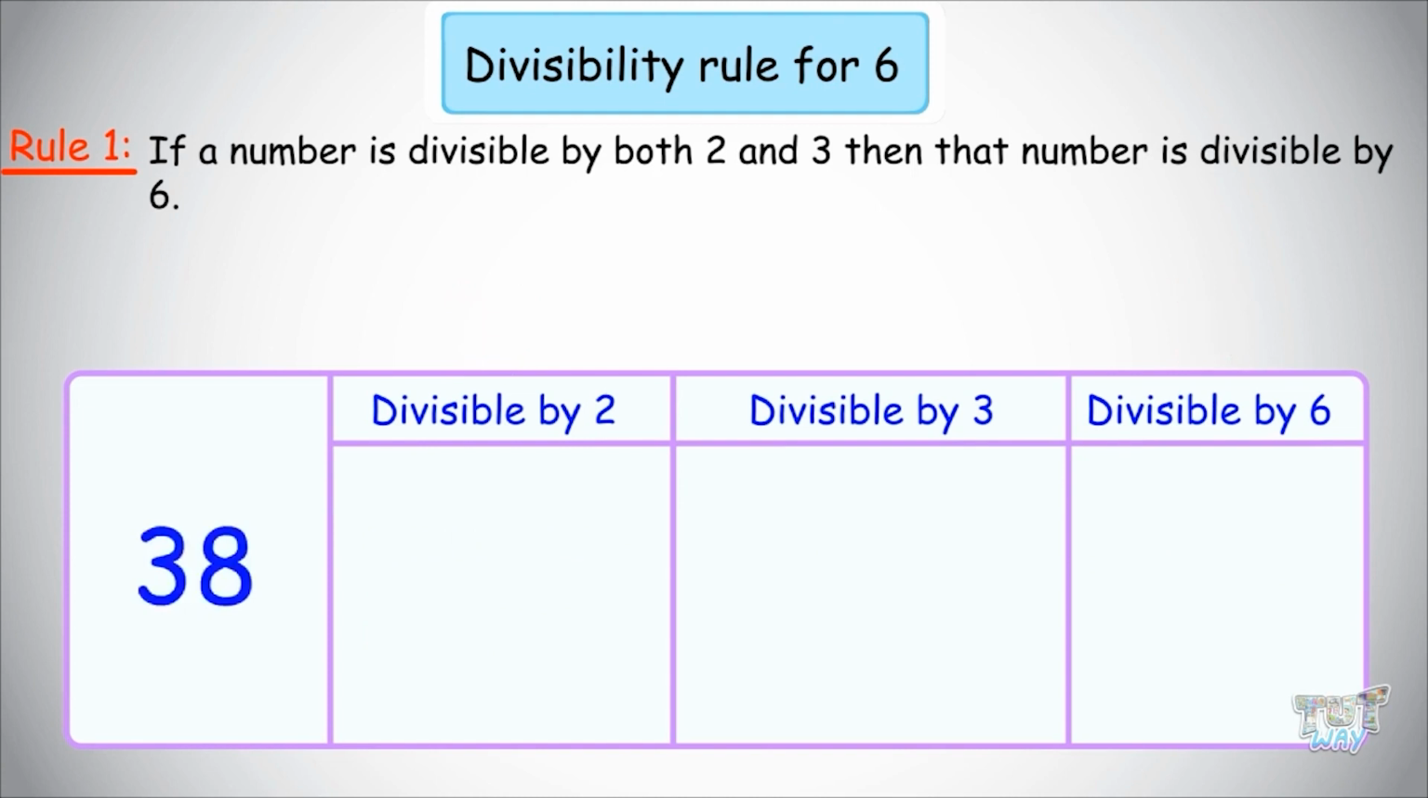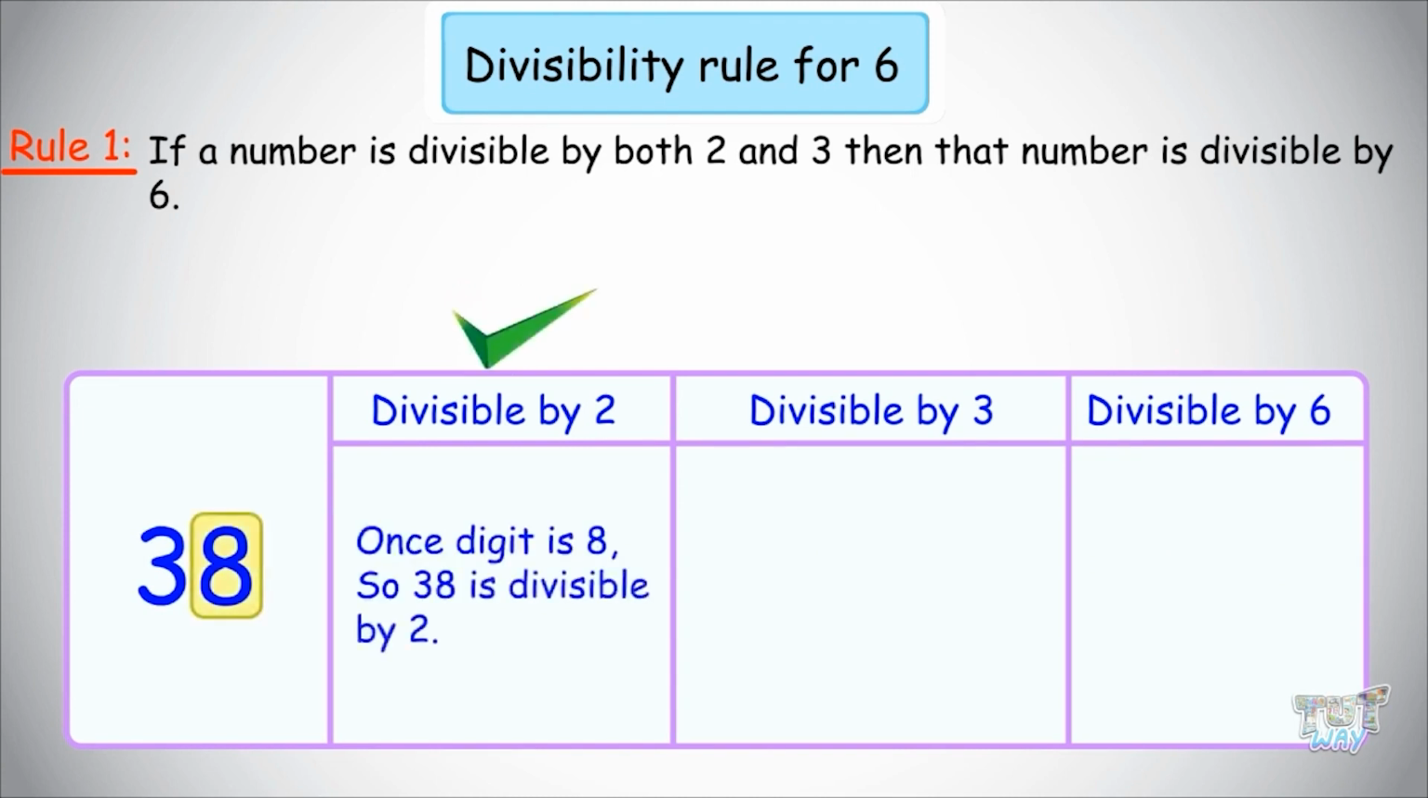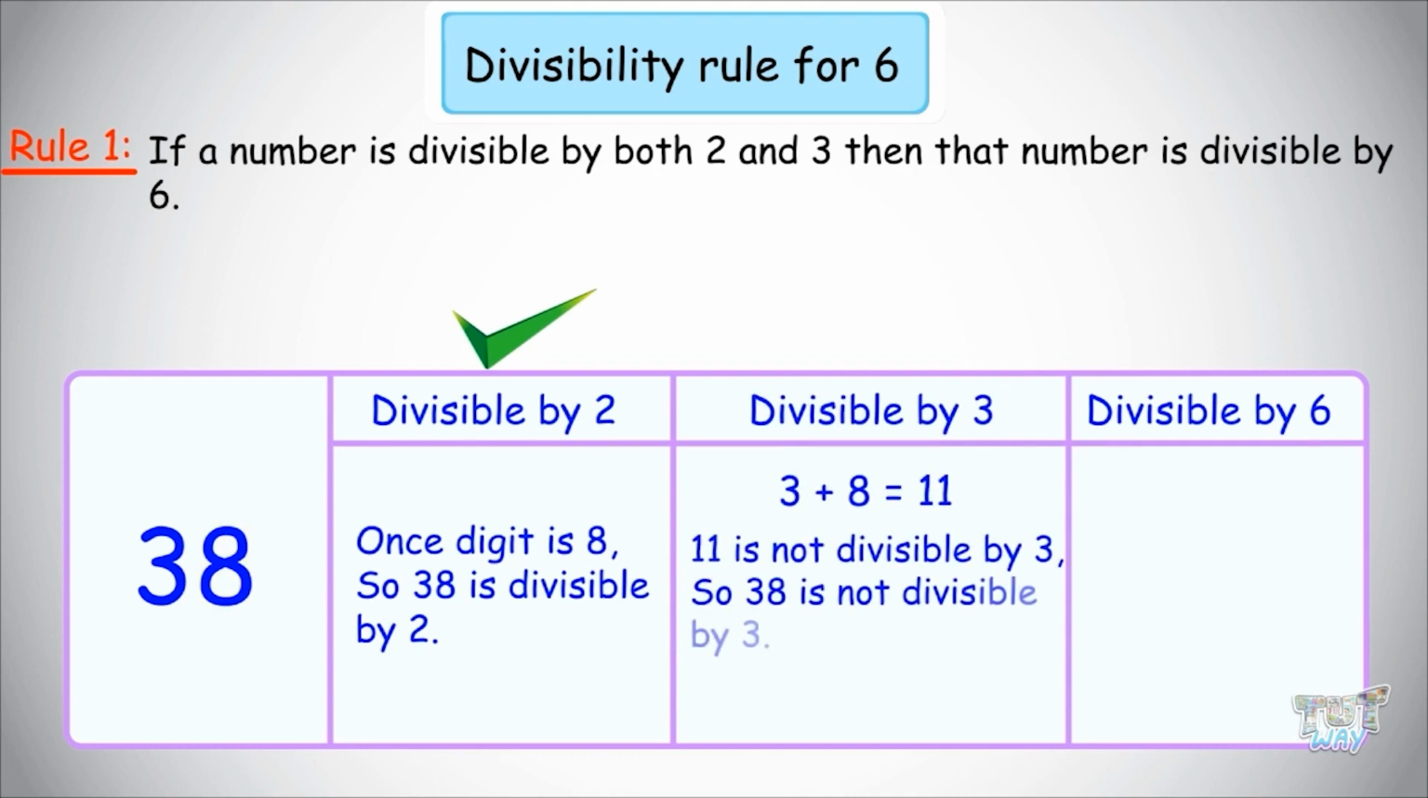Next number is 38. Ones place digit is 8, so yes, it is divisible by 2. Now let's check the sum of digits. 3 plus 8 equals 11, so it is not divisible by 3, and as per the rule, it must be divisible by both 2 and 3, so it is not divisible by 6.